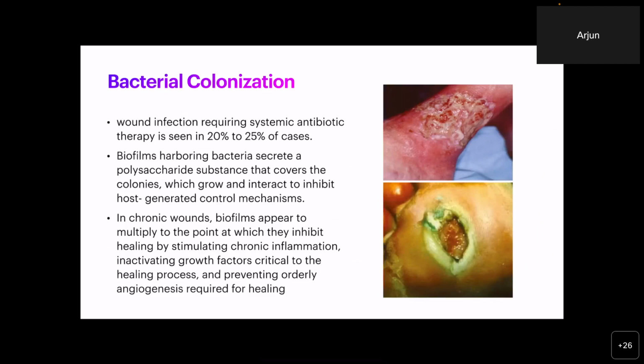Bacterial colonization and wound infection requiring systemic antibiotics is seen in about 20 to 25% of the cases. Biofilms harboring bacteria secrete a polysaccharide substance that covers colonies which grow and interact and inhibit the host-generated control mechanisms. In chronic wounds, biofilms appear to multiply to a point at which they inhibit healing by stimulating chronic inflammation, inactivating growth factors critical to the healing process, and preventing orderly angiogenesis required for further healing.